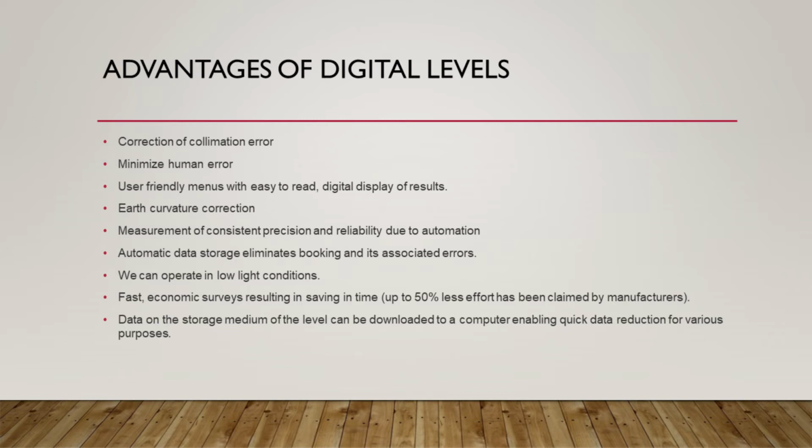Advantages of digital level. First is correction of collimation error. It can be reliably determined and saved using the four integrated check and adjust procedures, or it can be entered manually. Second, it minimizes human error. Fatigue-free observation, as visual staff reading by the observer is not required. Third, it is user-friendly with an easy-to-read digital display of results. Fourth, earth curvature correction. Fifth, measurement of consistent precision and reliability due to automation.